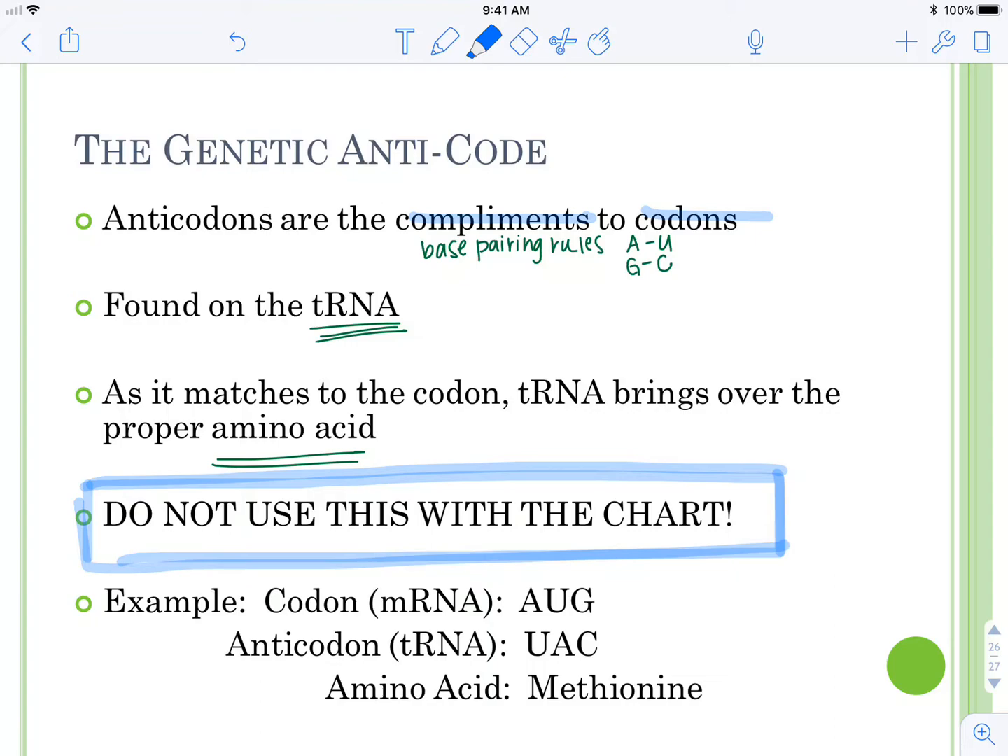Okay? So look at the example and take a look at your chart. In this example, we know the codon is AUG, which means our anticodon would be UAC. The A of the codon matches with U. The U of the codon matches with A. The G of the codon matches with C. Now, using that information on your chart, you should be finding that the amino acid is methionine. If you got something else, it's very possible you were trying to use the anticodon. But we always, always, always use the codon with the chart.